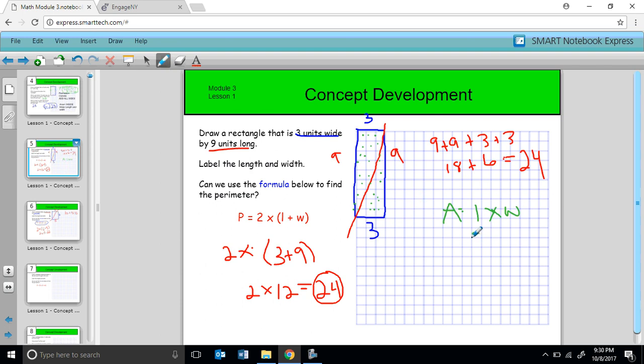So I'm going to say 9 times 3 is my area. And then area equals 27. Good job. And I can double check with 3, 6, 9, 12, 15, 18, 21, 24, 27. So I was able to group them and count and double check that my answer was right.